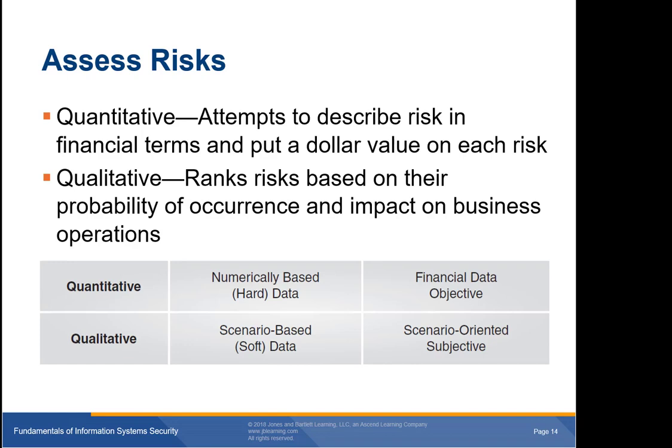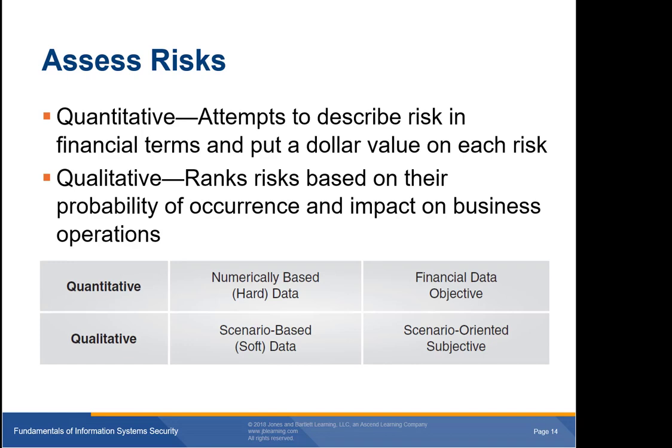Let's begin with quantitative risk assessment. This type of risk assessment attempts to describe risks in financial terms and put a dollar value on each risk. It is more objective than a qualitative analysis. One drawback to this approach is that many risks have values that are difficult to measure. These include reputation and the availability of countermeasures. Exact numbers can be difficult to determine, especially the cost of the impact of future events. On the other hand, quantitative risk assessments are easier to automate than qualitative assessments.